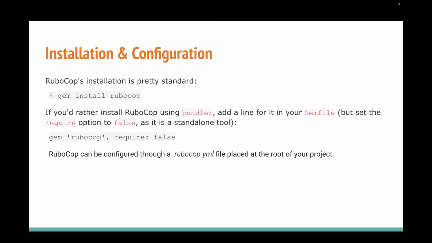Okay, now Rubocop installation is pretty standard, and it is very easy. You can type gem install rubocop, or you can add gem rubocop in your Gemfile. While writing gem rubocop in your Gemfile, just add an extra option, require false, so that it doesn't get affected. Also, you can configure Rubocop through the rubocop.yml file, which will be placed in the root directory of your project.